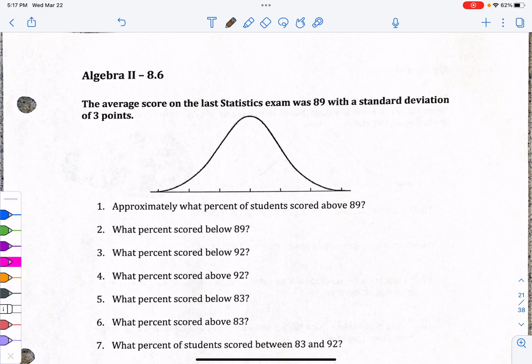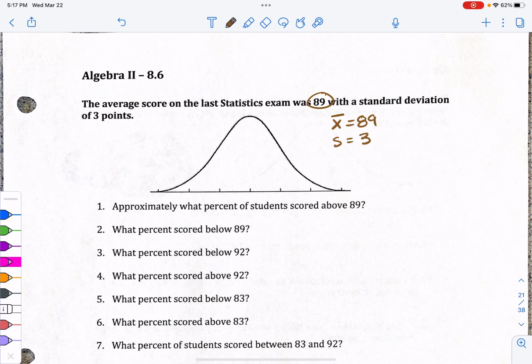Okay, so the things that we need to look for at the top, they'll give you the information that you need, and then we need to fill out the bell curve. The average score on the last stats exam was an 89, okay? A lot of times we label that as X bar, okay? So I'm going to do that. And then a standard deviation of 3, okay?